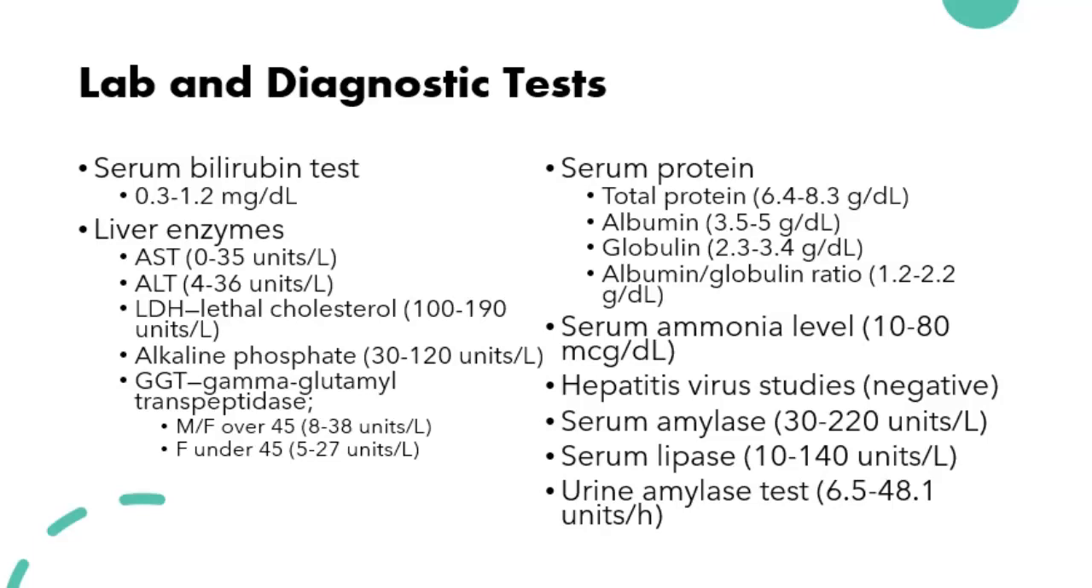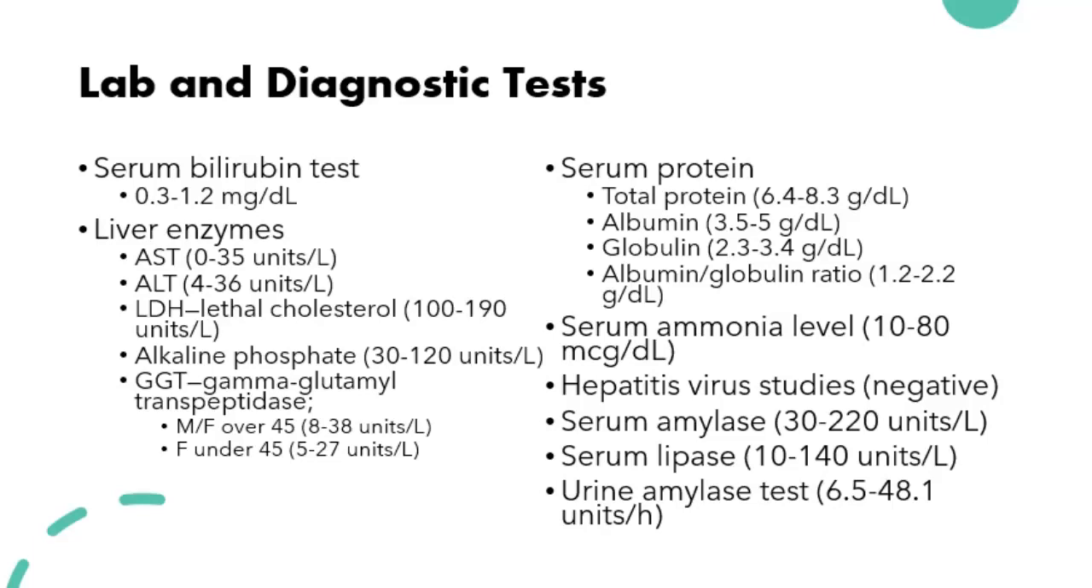Your liver enzymes, you've got your AST and ALT, your LDH, and that's your lethal cholesterol. Remember, L is lethal and H is healthy. You have your alkaline phosphatase, and then GGT, gamma-glutamyl transpeptidase. This helps diagnose liver damage.